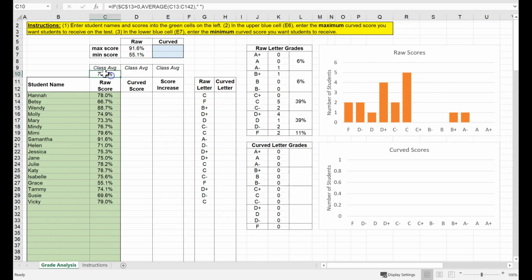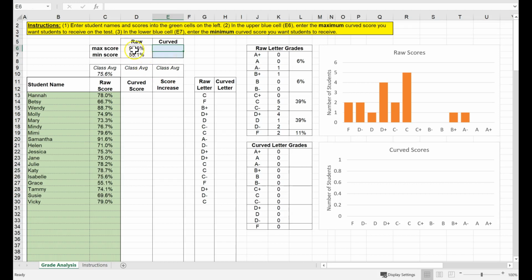Now maybe I decide that my class average is 75.6. Perhaps that's a little too low, okay? What I could do is apply a curve. The way this curve works, we decide what this 92 turns into. We decide what the 55 turns into. This is the maximum score. This is the upper bound. This is the lower boundary. And it auto-calculates every student score in between the max and min.